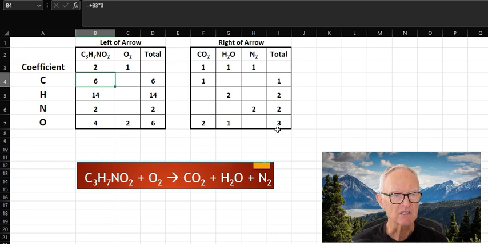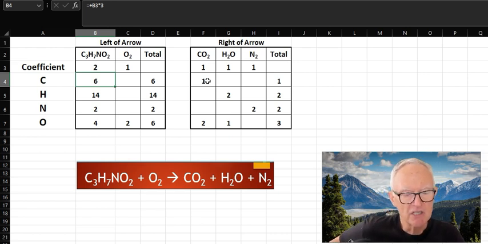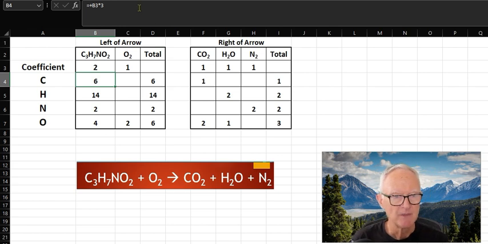Let's look at oxygen next. We've got 6 on the left side and only 3 on the right side. So we are going to have to increase our numbers. We could increase CO2 or we could increase H2O. Well, when I'm thinking about CO2, I recognize that if I change the coefficient to change the oxygen, I'm also going to change the carbon. So let's go back and do the carbon first.